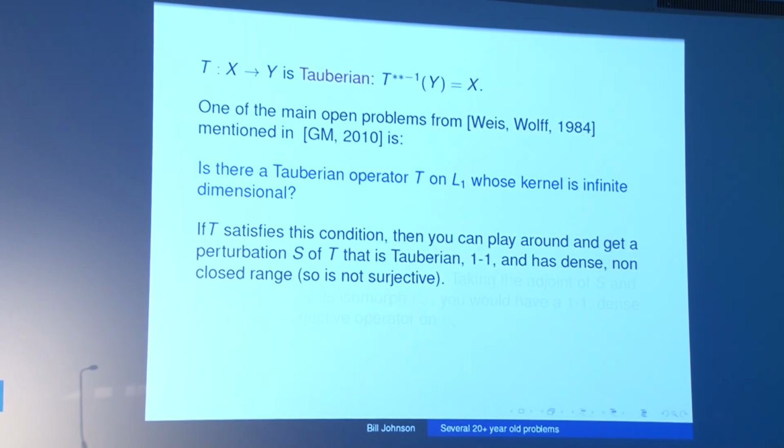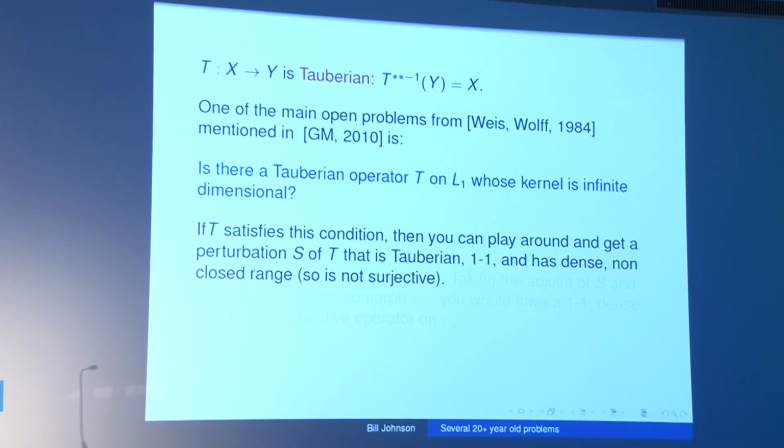Now, the MathOverflow problem is not 20 years old, of course. MathOverflow is not that old. However, one of the open problems that appears in this book was raised by Weis and Wolff back in 1984, which was more than 20 years ago. Is there a Tauberian operator on L1 whose kernel is infinite dimensional?